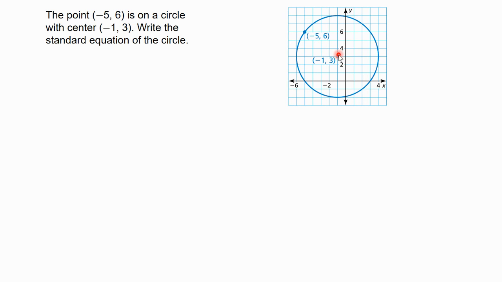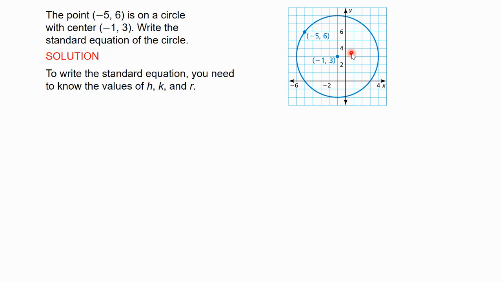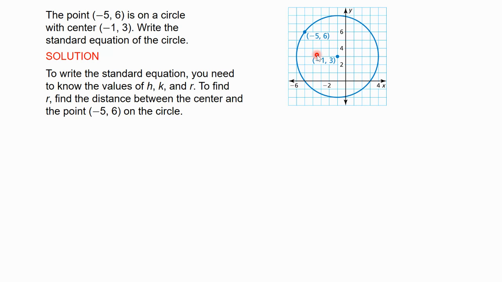So we're going to use the distance formula to figure out what r is, what our radius is, since we already have the center h and k. So to find r, we're going to find the distance from the center, (-1, 3), to the point, (-5, 6). And when we plug in, just to jog your memory, the distance formula is the square root of the difference of our x's squared plus the difference of our y's squared.